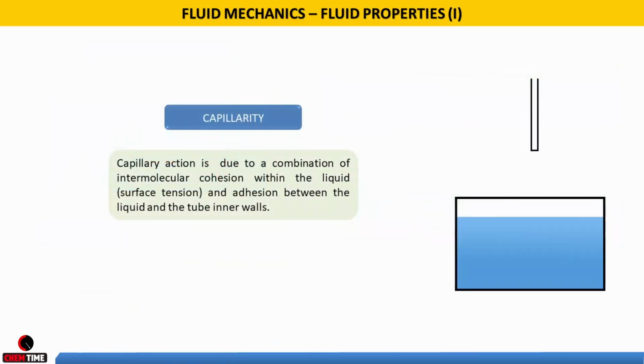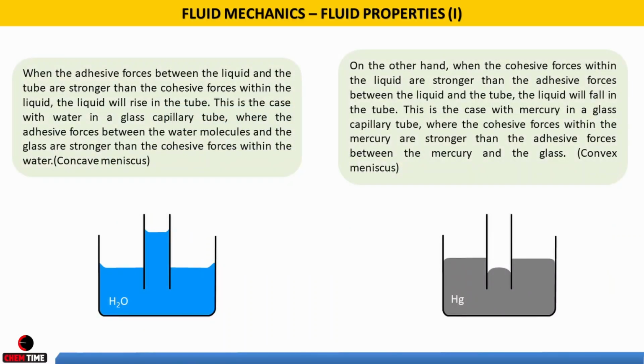Next, coming to capillary action. Capillary action is due to the combination of intermolecular cohesion within the liquid and adhesion between the liquid and the inner walls of the tube. When the adhesive forces between the liquid and the tube are stronger than the cohesive forces within the liquid, the liquid will rise in the tube. This is the case with water in a glass capillary tube, where the adhesive forces between the water molecules and the glass are stronger than the cohesive forces within the water. As a result, we have a concave meniscus.